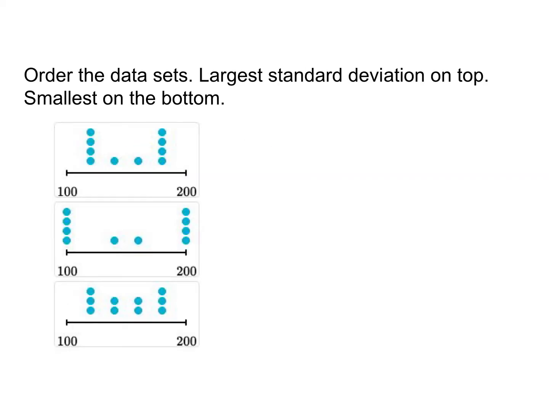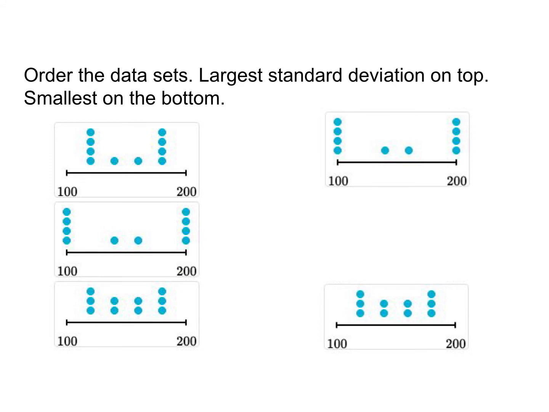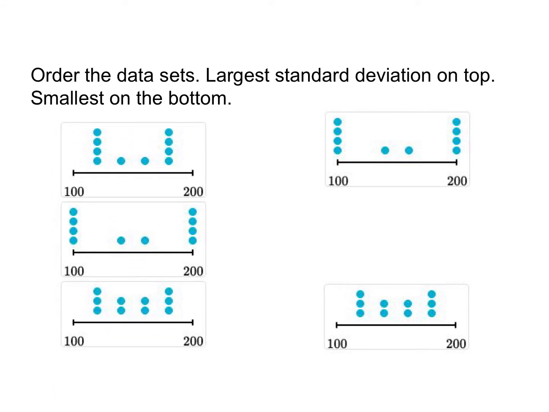Now I'm telling you to order the data sets, put the largest standard deviation on the top and the smallest on the bottom. So again, I'm looking, okay, which has the greatest spread? If you scan, this one here has my points the furthest apart, so I'm going to put this one on the top. Now, the one that is closest together appears to be this one here on the bottom, so I'm going to take that and just replace it on the bottom. So in the middle then would be this one here that was originally on the top.